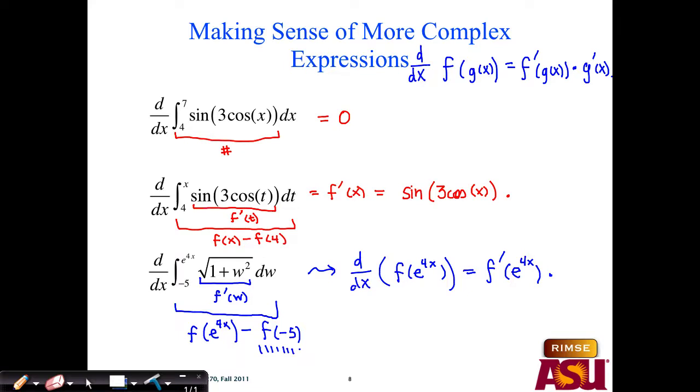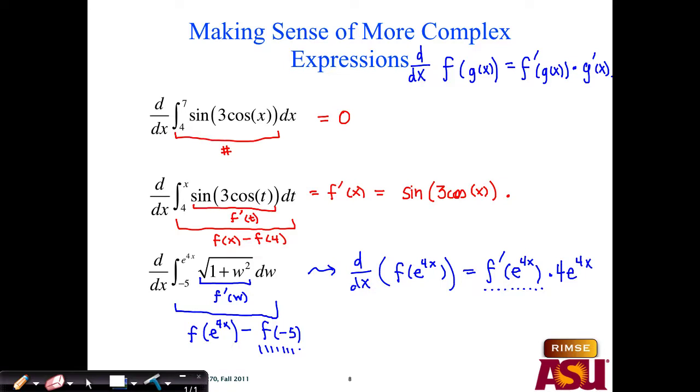What's the derivative of e to the 4x with respect to x? Just 4e to the 4x. So the only question remaining is, how do I write this out without using the symbol f, because that literally was not in the problem. I made that up. You made that up probably too.